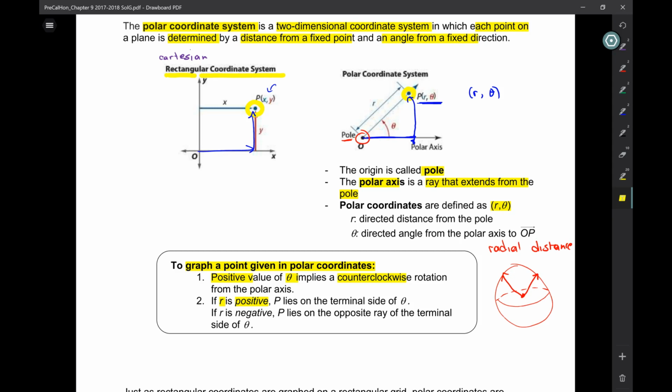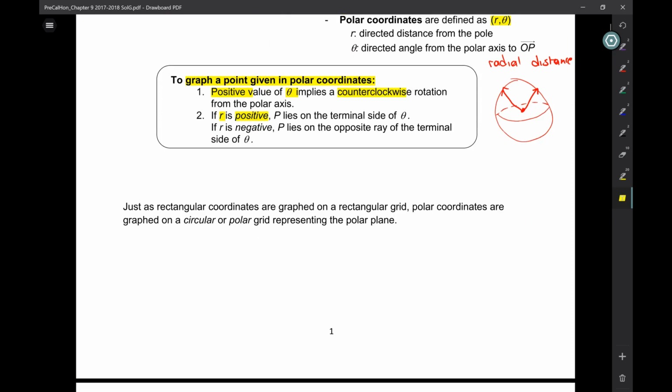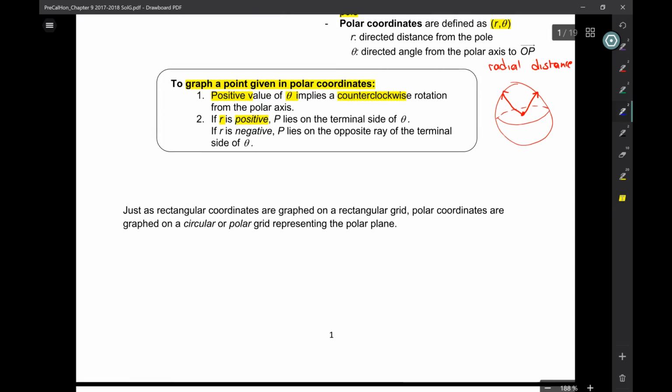If r is negative, P lies on the opposite ray of the terminal side. What that means is, suppose you start from here, and suppose you rotate 50 degrees. Now, if r is 3, you're right here. If r is negative 3, you're on the opposite side. Do you see what I mean? So you go 50 degrees.